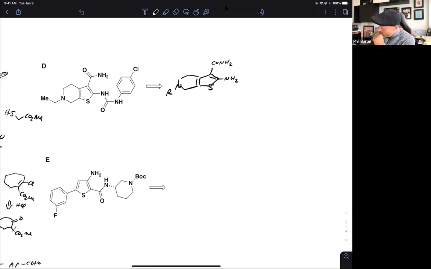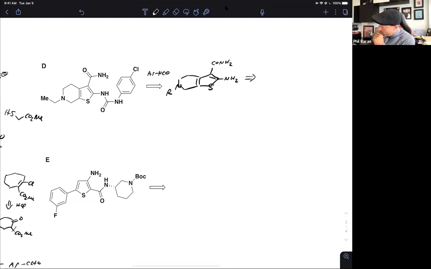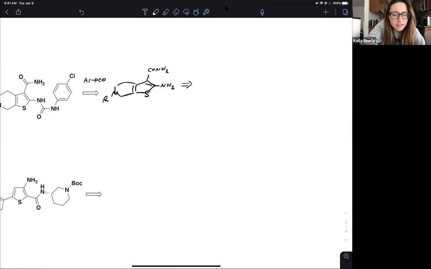And your favorite way of making urea? With an isocyanate. Awesome. Great. So now we've got that compound. Now how are we going to put this together? Is there something hiding in there?